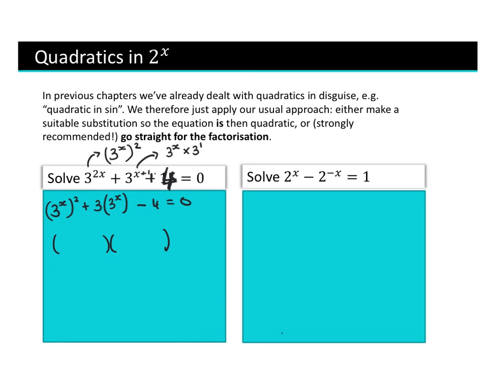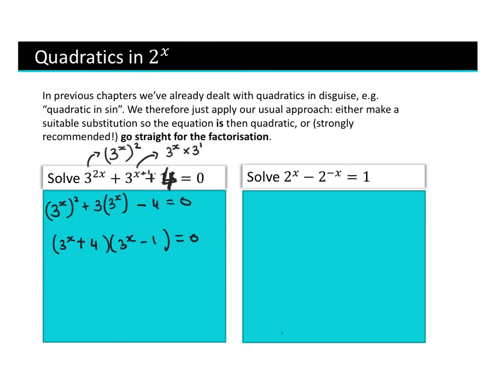Minus 4 and 1. But I'm going to do 4 and minus 1 to get me 3. So this is essentially 3x plus 4, 3x minus 1 equals 0. There we go. I have factorised this. Okay, finally.